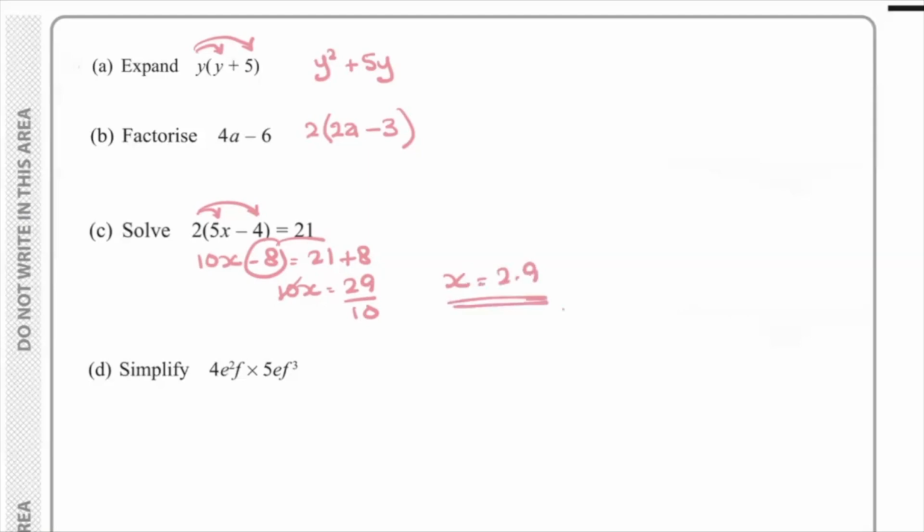The last one is to simplify the expression. So here we're going to be using our indice rules, but there's quite a lot going on. So you want to break this down and do it step by step. So 4 times 5 is 20. And then you've got e to the power of 2 times e. Now remember, there's an invisible 1, and the rule is to add the powers. And then we've got f times f3, invisible 1. So we've got f4. And that was 2 marks for that question.